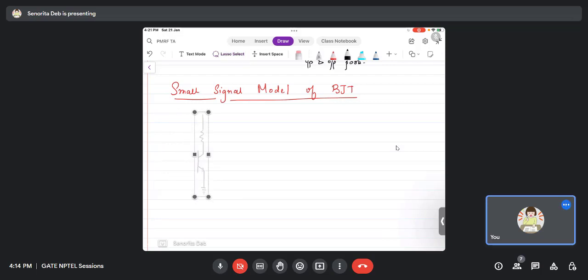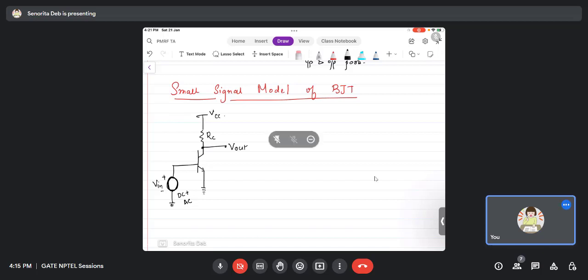So now this is my circuit. This is the V out, this is RC here, this is VCC. Right now in the circuit you can see that this input V in will be a DC plus AC input. Why DC? DC will bias the circuit, and AC is the small signal which you have to amplify and see at the output.